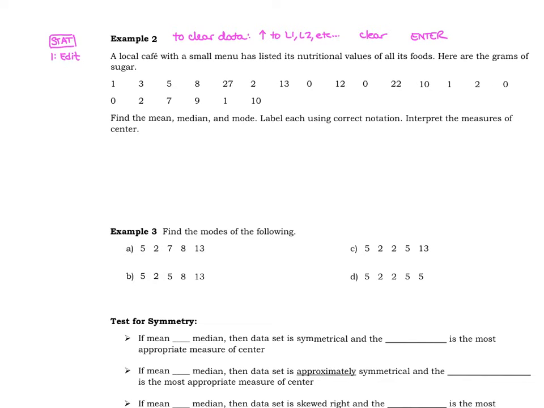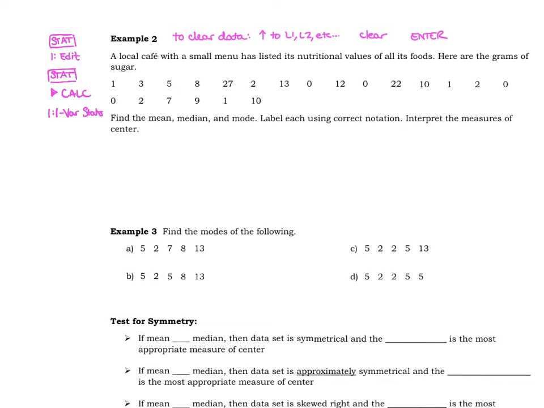Once you've got those values in, hit the stat button again. Then use the arrow button to arrow over to where it says calc, for calculate. The very first thing you see should say 1-Var Stats, for one variable statistics. Sorry, that's supposed to be a T there, stats. It doesn't look like it. One variable stats. Hit enter.